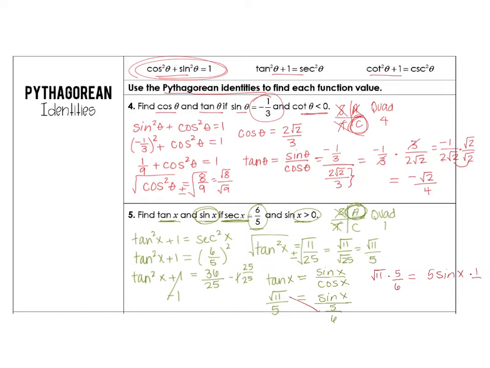And now I'm going to multiply both sides by 1/5 to get rid of that 5. So that 1/5 cancels with 5. This 1/5 is going to cancel with that 5. So I have the square root of 11 over 6 equals sine of x.